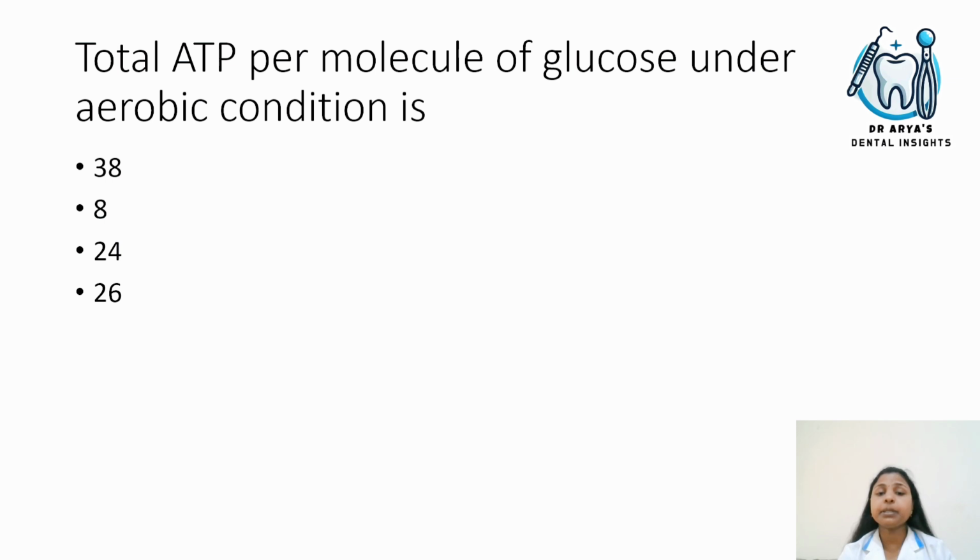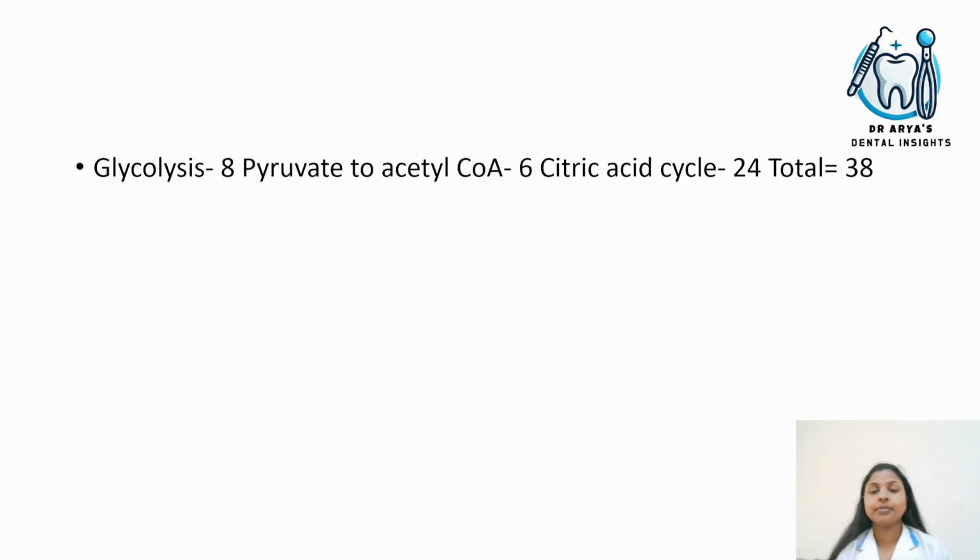Total ATP per molecule of glucose under aerobic condition. Is it 38 or 8 or 24 or 26? So in glycolysis, we have 8 ATP. From pyruvate to acetyl-CoA, 6 ATP, and from the citric acid cycle, 24. So there is a total of 38 ATP per molecule of glucose under aerobic conditions. Okay.